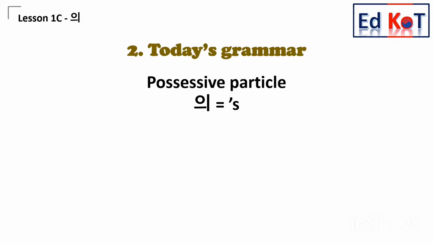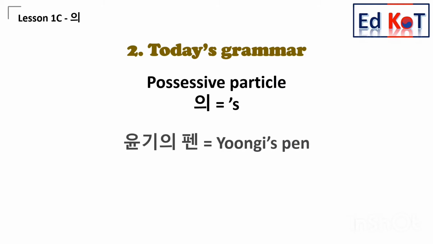Today we will learn possessive particle 의. It sounds really fancy, but it basically is apostrophe S in English. So it shows someone's possession. Let's look at an example. 윤기's pen. 윤기의 pen.